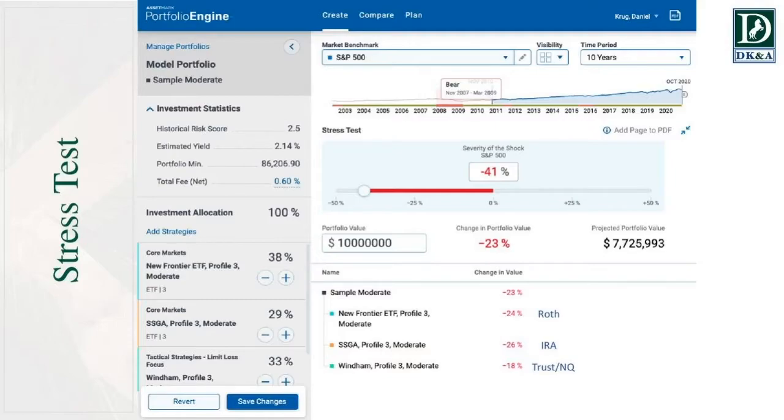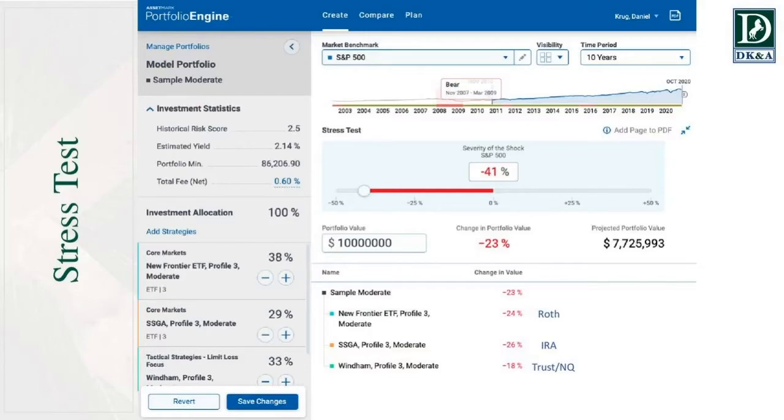The second one's an IRA. That one is fully taxable, okay? We know that every dollar that grows in there is going to be taxed eventually when it gets pulled out. Then the third portfolio is a trust account or a non-qualified portfolio, what we would consider to be tax favored.